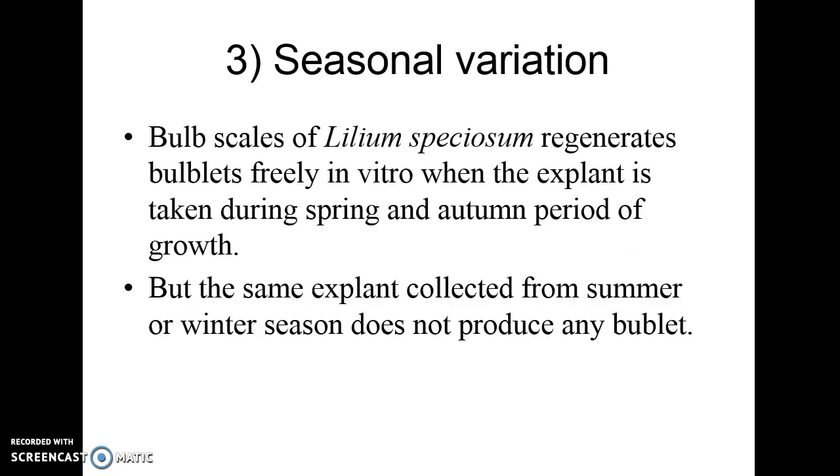Next is seasonal variation. You will find some plants give best response in some specific season. For example, the bulb scales of Lilium plant can give best response when collected during spring. But the same explant when collected in the summer or winter season does not produce any bulblets. So this is one example of Lilium plant.